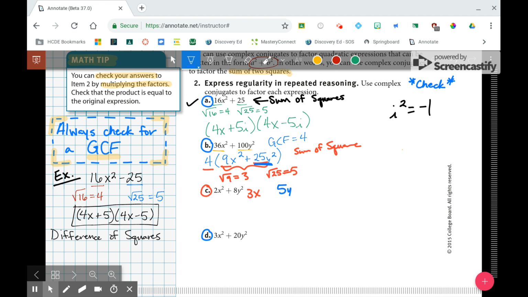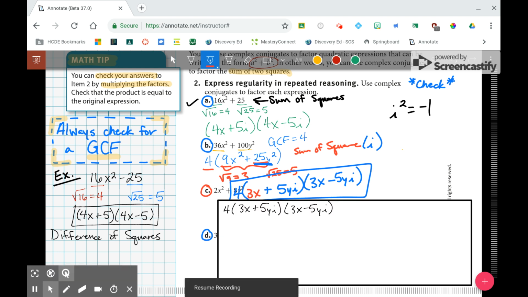But since we're doing a sum of squares, we will always have an i. So this is not just 5y, it's 5yi. And these are going to be complex conjugates of each other. So 3x minus 5yi. Don't get hung up on those extra variables and stuff. And then again, there's that 4 out in front.